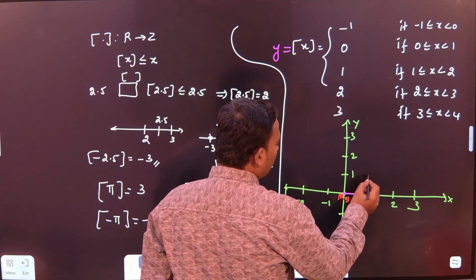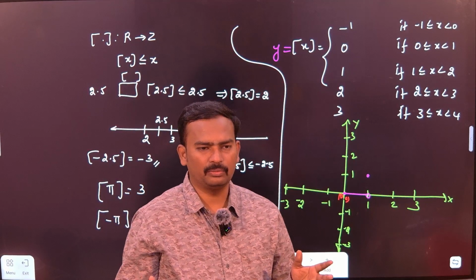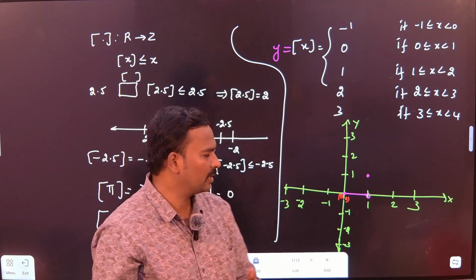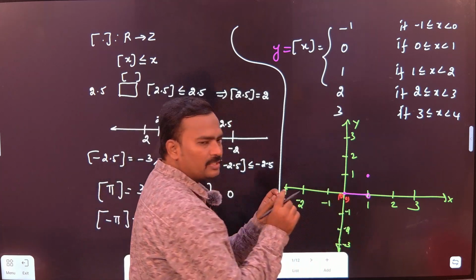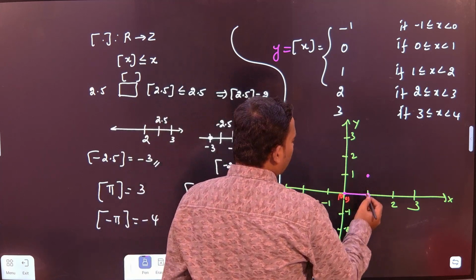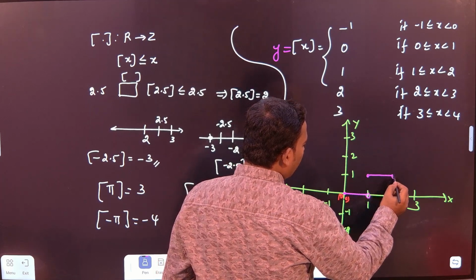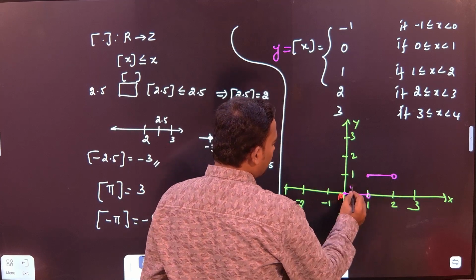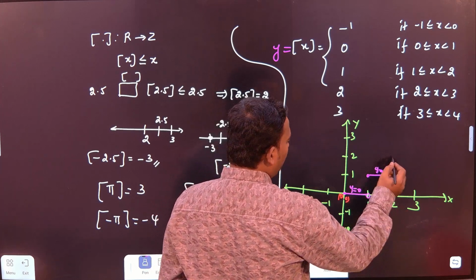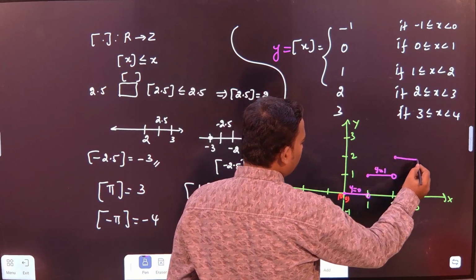When you take 1, it will be 1. So that means if you take any integer value, the greatest integer will be the same integer only, right? So the greatest integer of 1 is 1, the greatest integer of 10 is 10 only, okay? So when you take 1 to 2, it will be y is equal to 1, right? This is y is equal to 0, this is y is equal to 1, right?